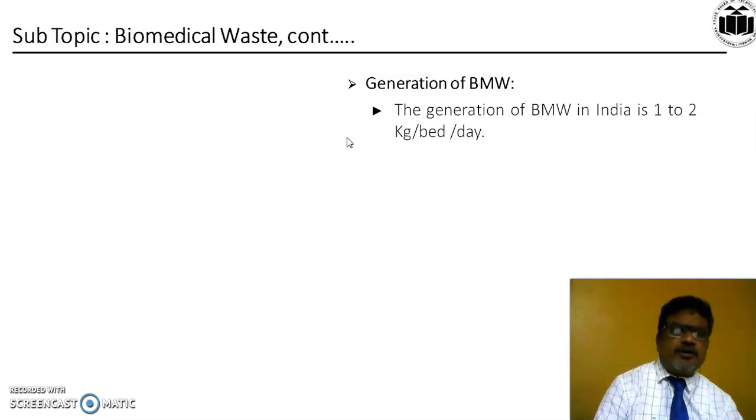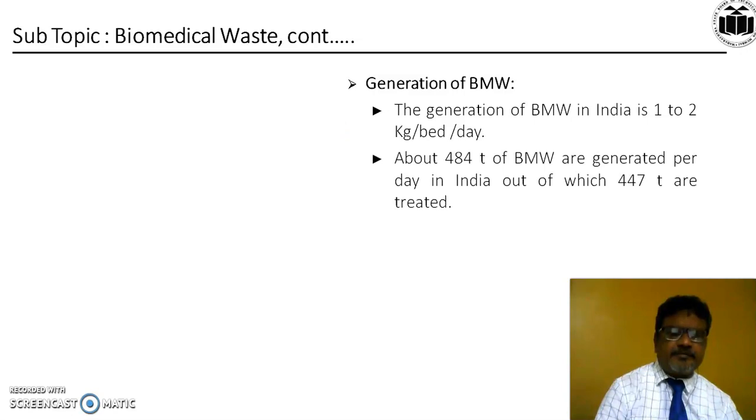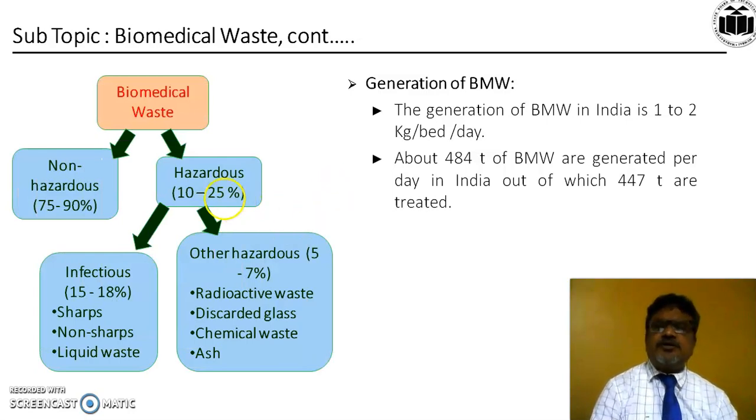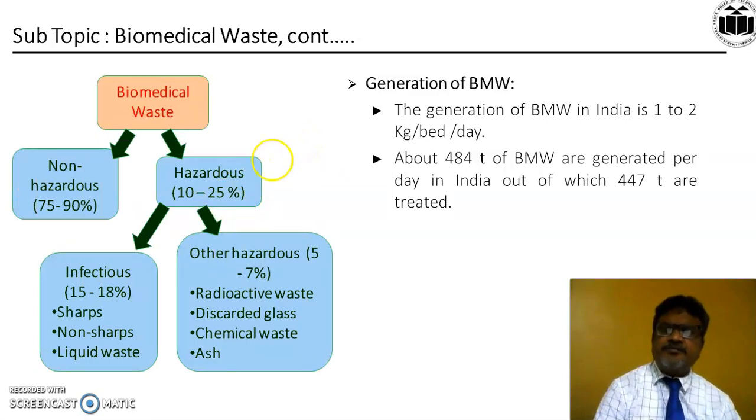So how the biomedical waste is generated? The generation of biomedical waste in India is about 1 to 2 kg per bed per day. About 484 tons of biomedical waste are generated per day in India, out of which 447 tons are treated. So this is the concept map of biomedical waste.